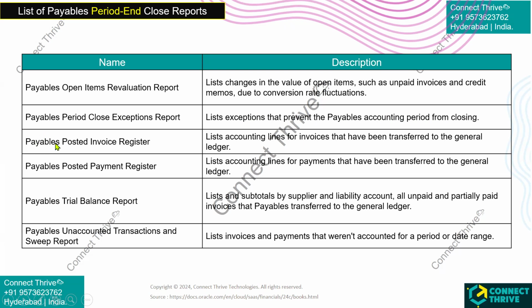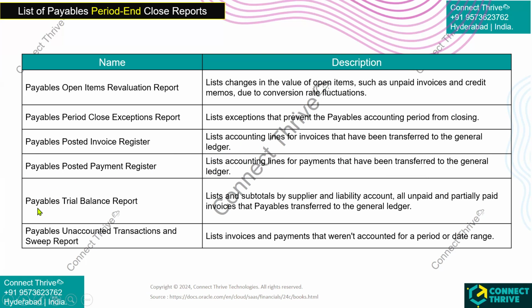So the next one, Payables Posted Invoice Register. This report will provide the details, the list of accounting lines for the invoices that have been transferred to the general ledger. So what are the invoices which are created that are moved to GL? That we can see. The next one, Payables Posted Payment Register. It provides the list of accounting lines of the payments that have been transferred to the general ledger.